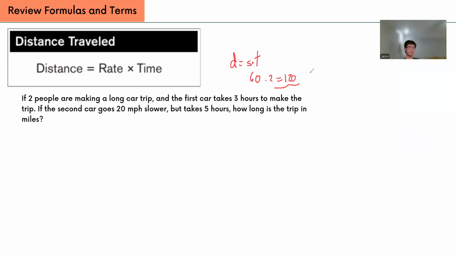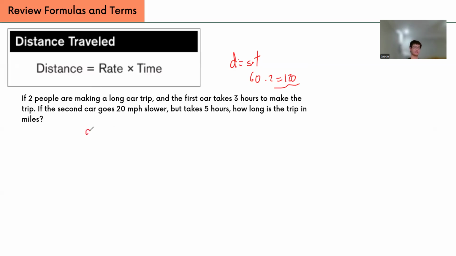So here we have a question. If two people are making a long car trip and the first car takes 3 hours to make the trip, if the second car goes 20 miles per hour slower, but takes 5 hours, how long is the trip in miles? Okay. So basically, this is just a normal distance equals speed times time question.